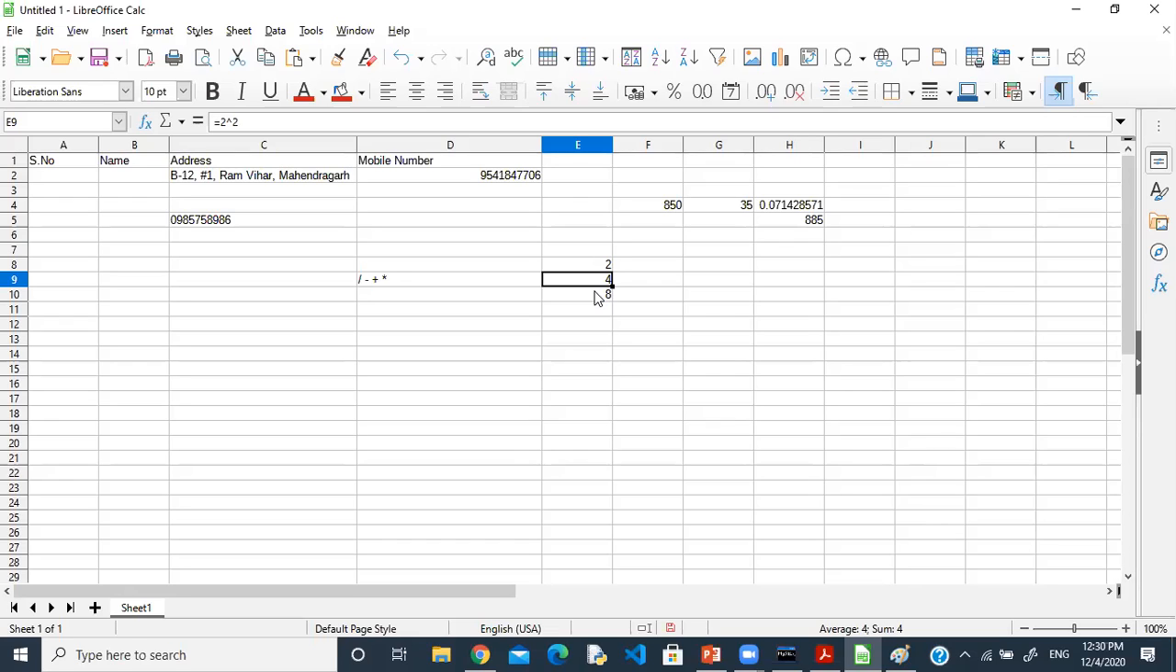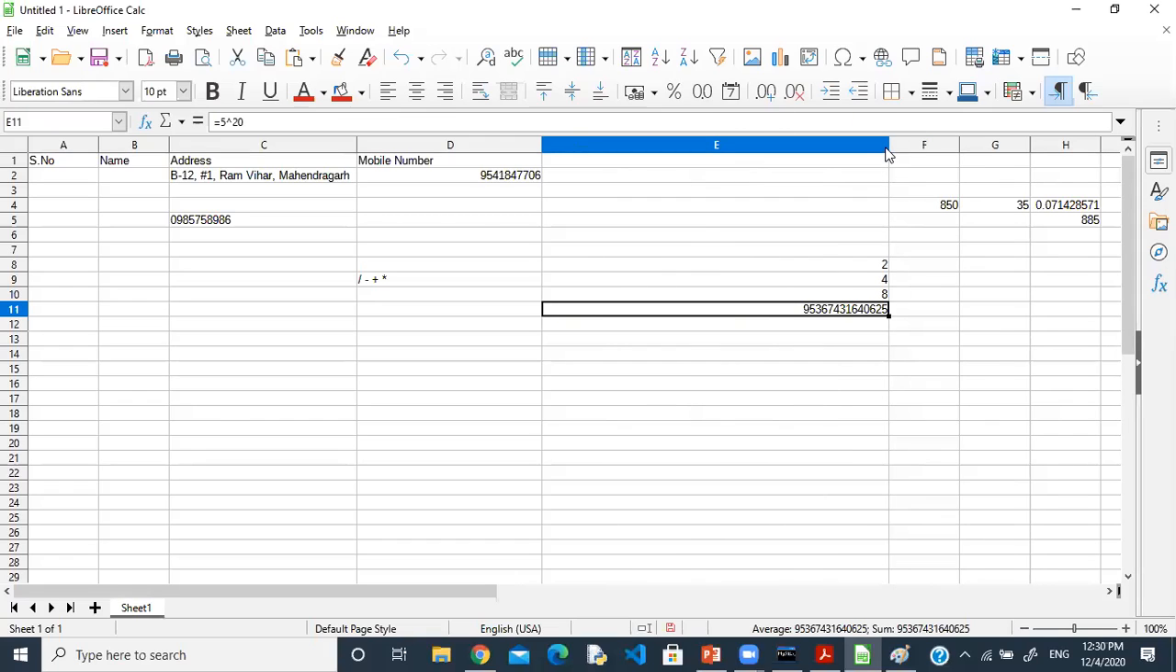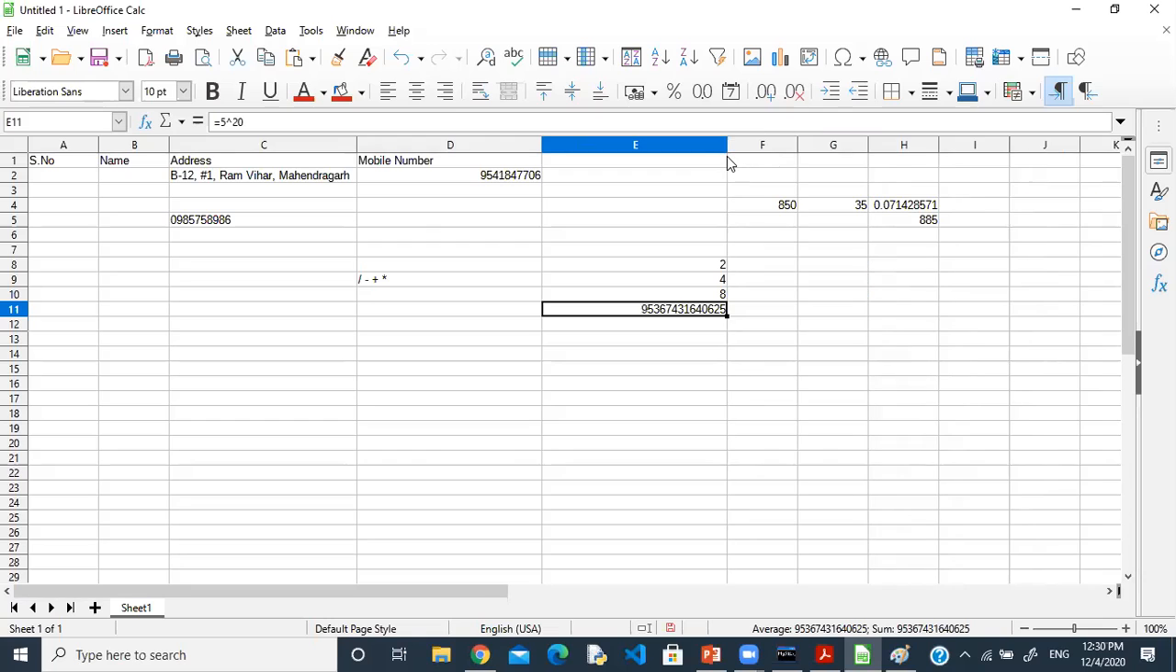If you want to calculate x to the power y, for example 5 raised to the power 20, simply write 5, the exponentiation symbol, which is available with the digit 6 on the number line, then 20, and it's going to calculate. Because 5 exponentiation 20 is a very big number, it displays the output in scientific notation, not in a normal number format. If I make the width of the cell bigger, you will get the number here also.